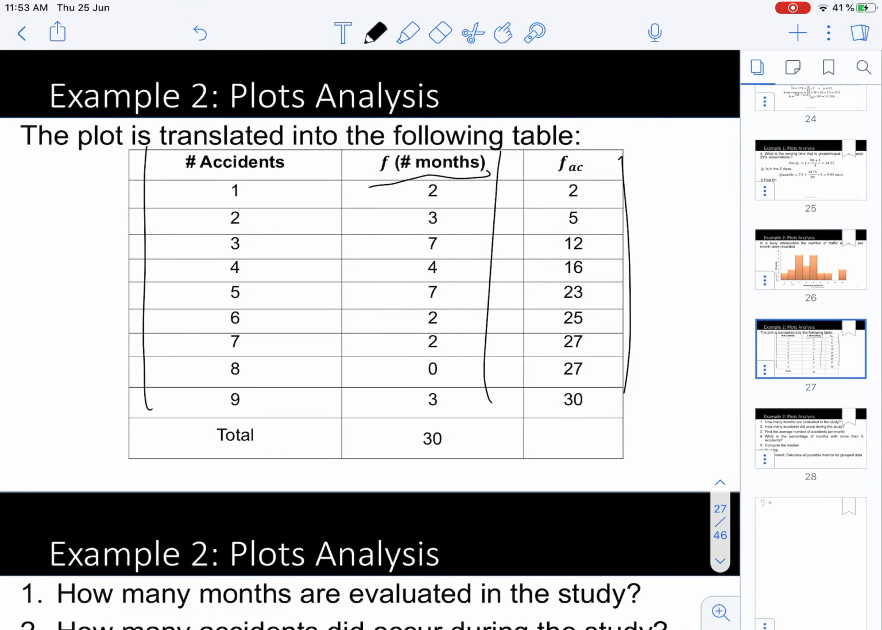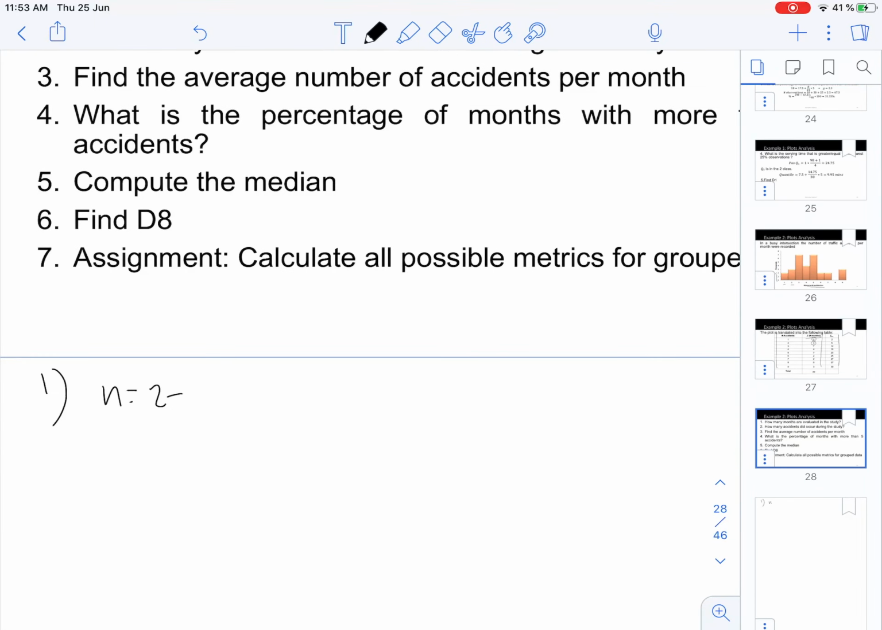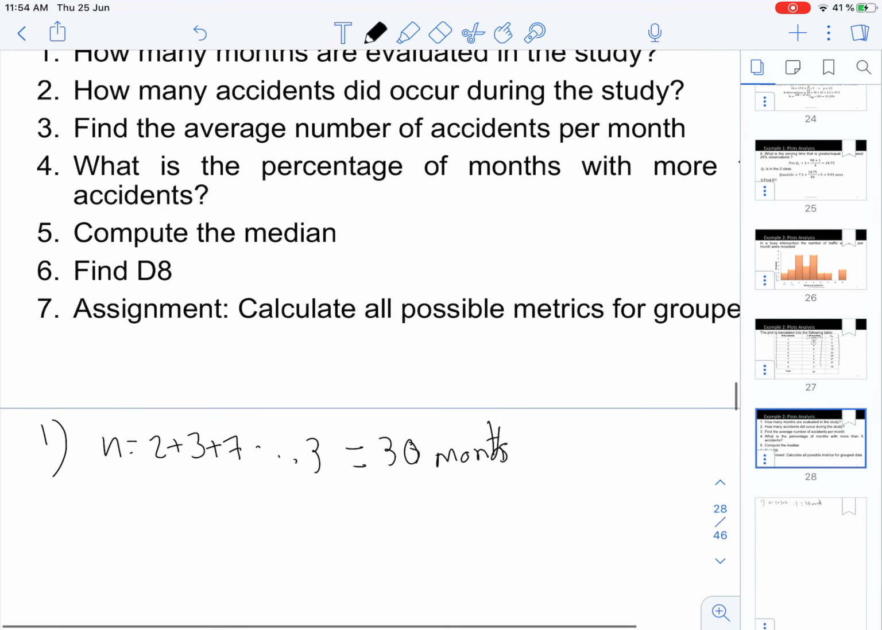So this is simple. Please note the frequency is the number of months. So one accident occurred in 2 months, 2 accidents in 3 months. So we just need to add the number of months, right? That will be 2 plus 3 plus 7 until the last class, where the frequency is 3. So that's 30 months in total. All right, that was the first question, simple.